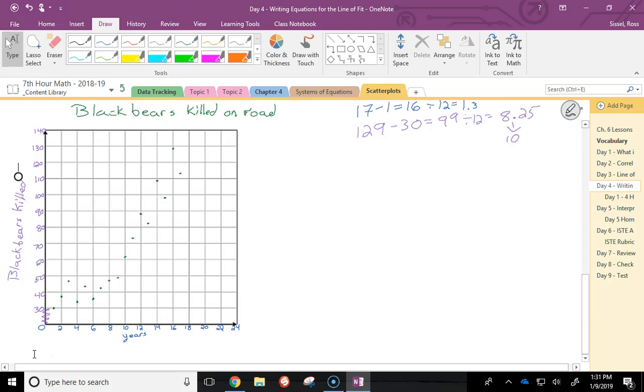Alright, so we've now plotted our points. I know I'm a little ahead of you, and that's okay because I'm going to keep going so we get through. But when you look at your plotted points, it should look fairly similar to mine.